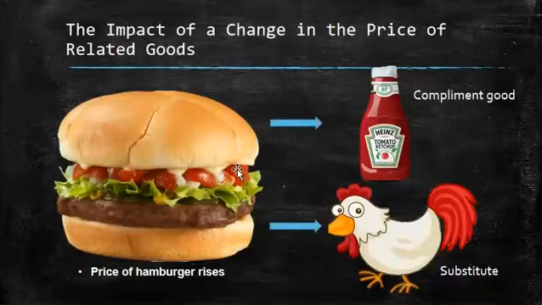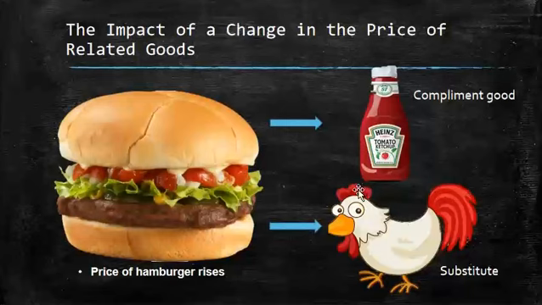Ito naman yung substitute good na sinasabi or complement goods na sinasabi dun sa kaninang slide. The impact of a change in the price of related goods. The price of hamburger rises. The demand for complement good also rises. The demand for substitute good decreases. Ano yung substitute good? Etong chicken.